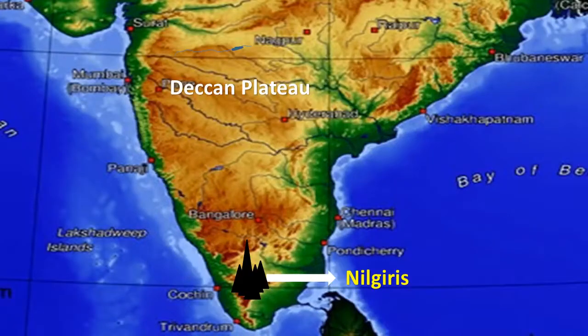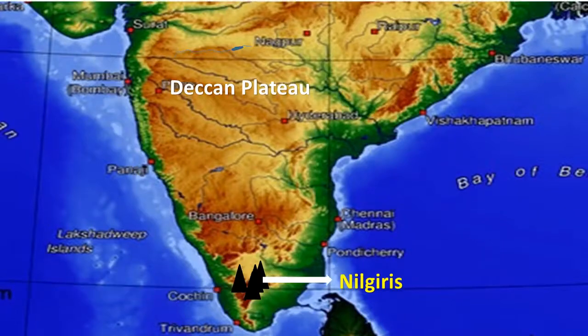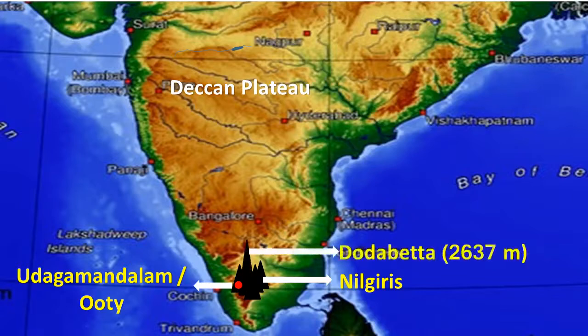The Western Ghats extend for 1600 kilometers. Near Gudalur, the Neelagiris join the Western Ghats and they rise to a height of over 2000 meters. The famous hill station Udagamandalam, popularly known as Ooty, is located in the Neelagiris. Dodabetta Peak is the highest peak in the Neelagiris. The average height of this peak is 2637 meters.